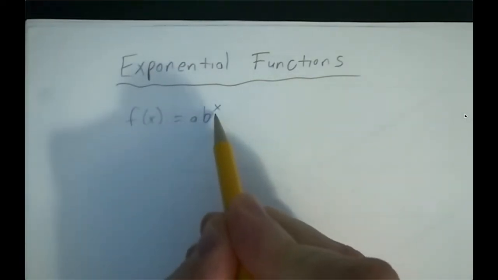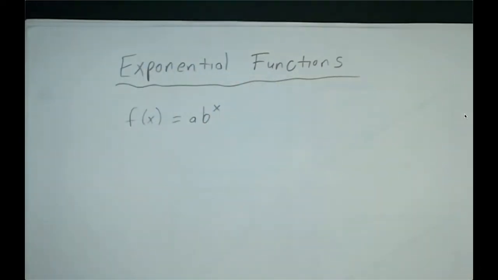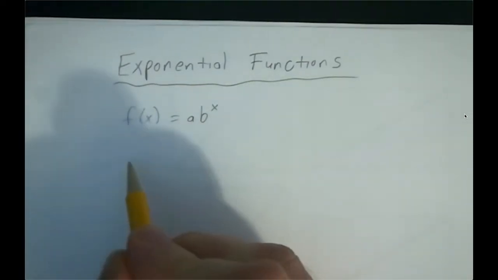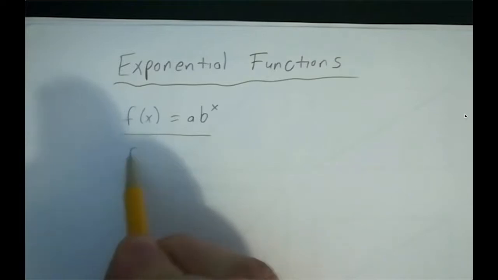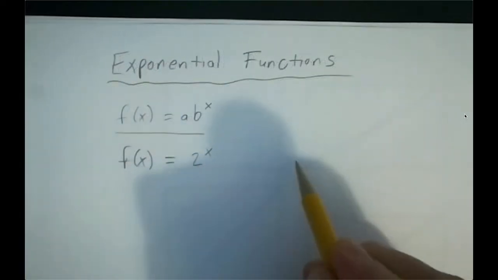The defining feature here is that x, or our independent variable, is the exponent in the equation. So this is called an exponential relationship. So what does that look like? Let's just take a basic example here. Let's just go f of x equals 2 to the x. What would the table look like?